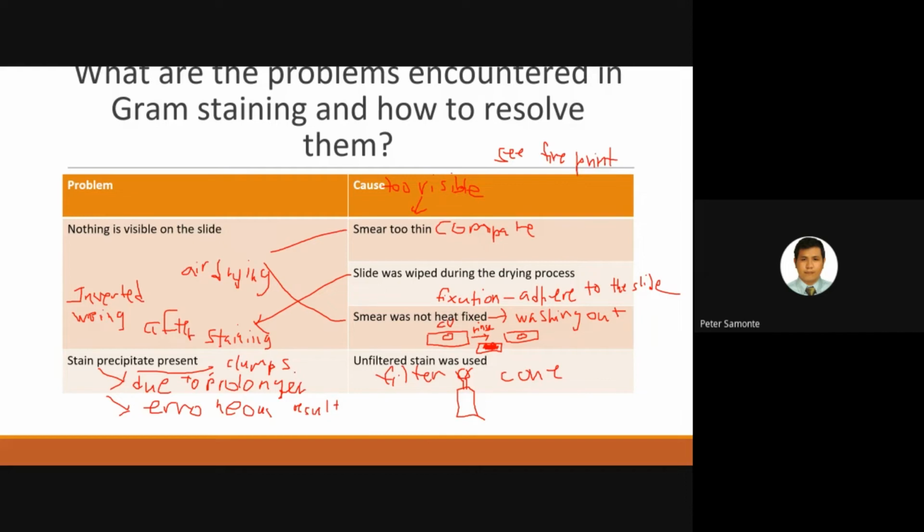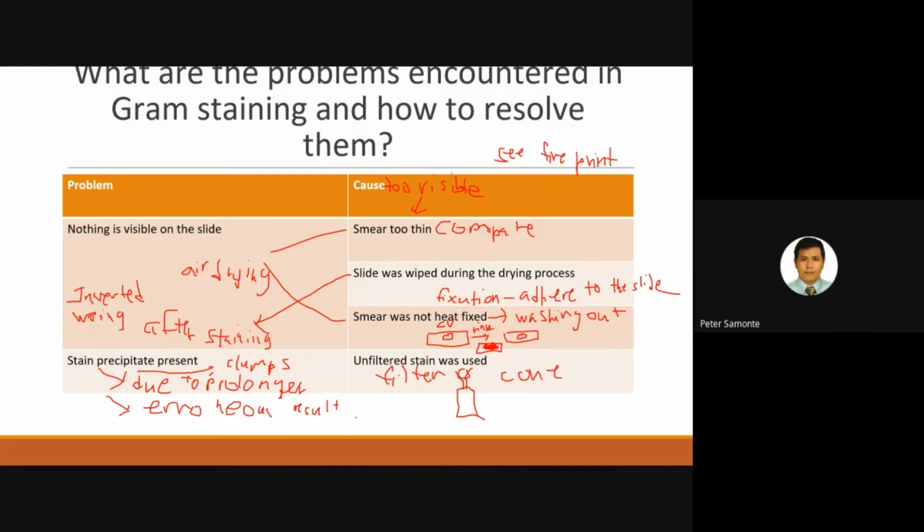Okay. So it is very important, class. Let's say you would open a new set of staining kit. It is very important that you filter them first before using them, because you have no idea how long they were stored, how long they weren't moved, and that would lead to clumping, which could interfere in your reading, leading to erroneous results.